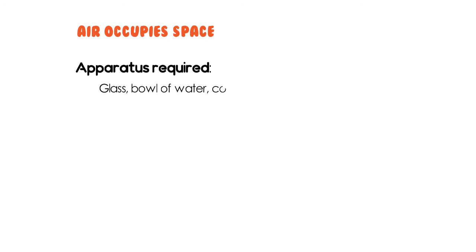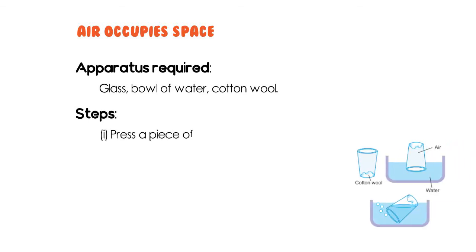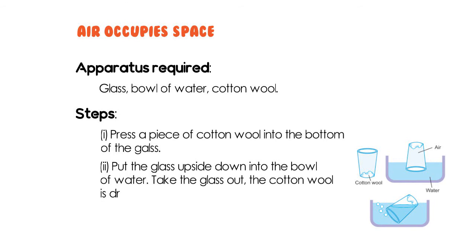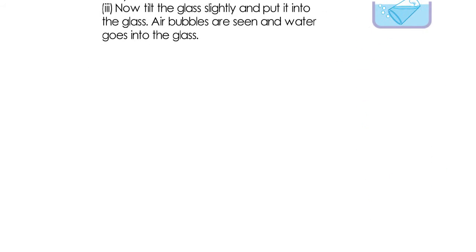Air occupies space. Apparatus required. Glass, bowl of water, cotton wool. Steps. Press a piece of cotton wool into the bottom of the glass. Put the glass upside down into the bowl of water. Take the glass out, the cotton wool is dry. Now tilt the glass slightly and put it into the water. Air bubbles are seen in the water as air goes out of the glass.